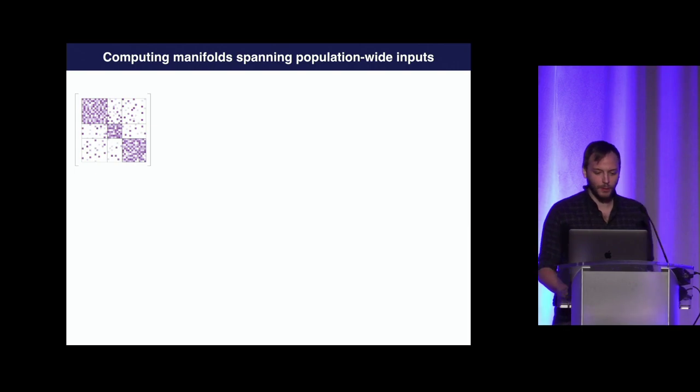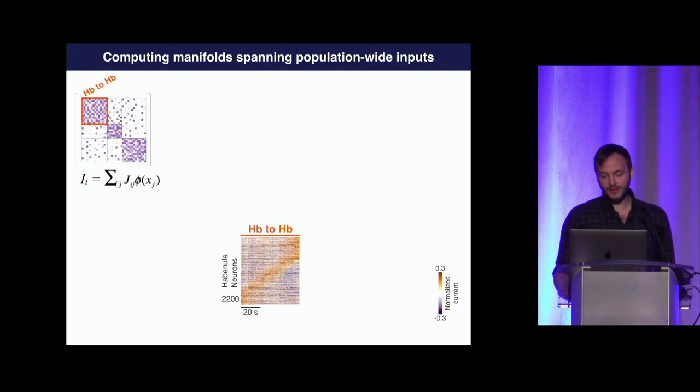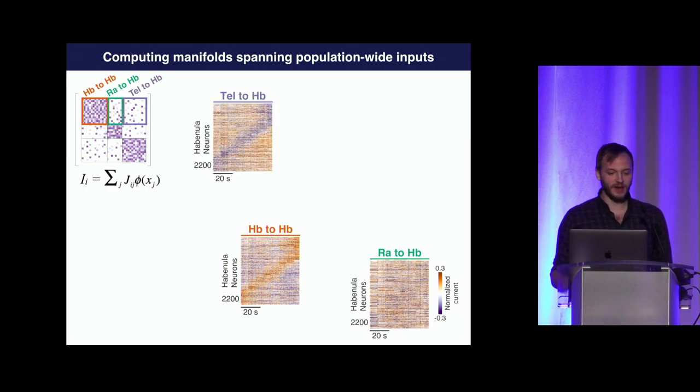So how does this look? What I'm going to show here is the currents from the habenula that are being driven by other habenular neurons. So basically, taking the weighted sum of this upper left quadrant. And what you see is some distinct pattern of excitation and inhibition. This is sorted here just by the time of peak activity. And this is just some chunk of time throughout this behavioral challenge paradigm. Then we can also do this for the other submatrices.